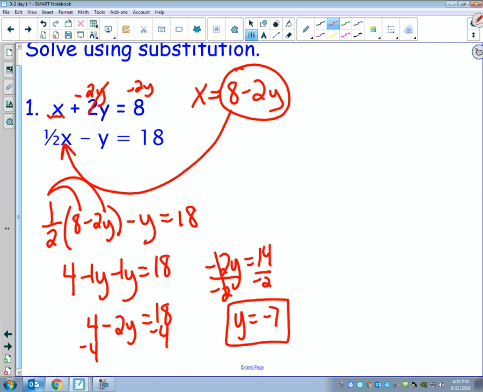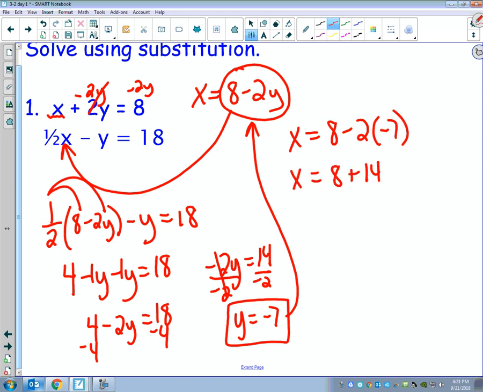But remember, what is a system of equations? The solution is the point where they cross. So just having a y is not the answer. We also need an x. So we can substitute this back into the original equations, or I think it makes sense to plug it back up here. If x equals 8 minus 2y, and we know y equals negative 7, then that's 8 plus 14, which is what, 22?